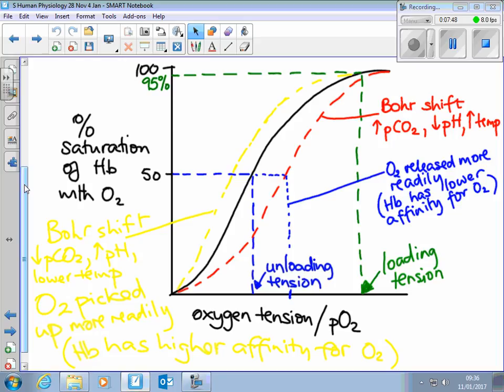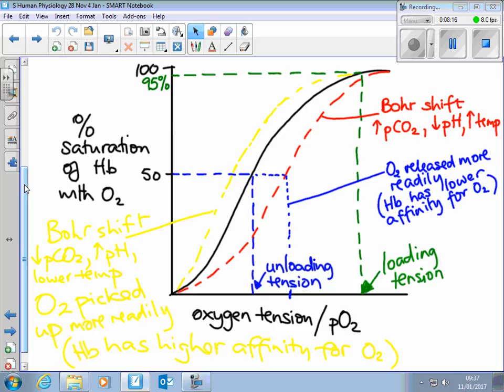To the right of that, where oxygen tension is above that, we can assume that the hemoglobin is more likely to be loading up with oxygen. But where the oxygen tension is below that, we've got the oxyhemoglobin more likely to be giving up its oxygen. The red line and the yellow line are indications of how you can modify the behaviour of the hemoglobin depending on the biochemical conditions in the body.